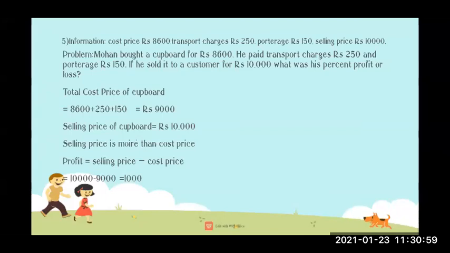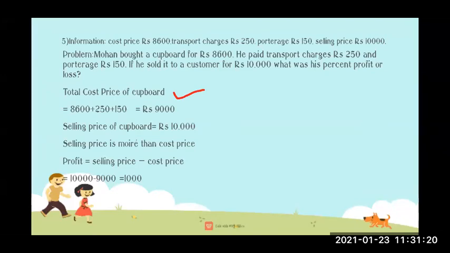See, now he purchased a cupboard for rupees 8,600, but he also paid for transport charges and portage charges. So what will be our total cost price? We have to find out. So first statement will be total cost price of cupboard.